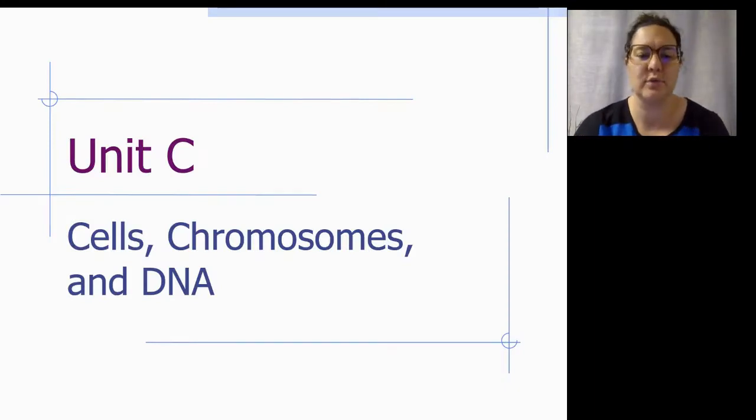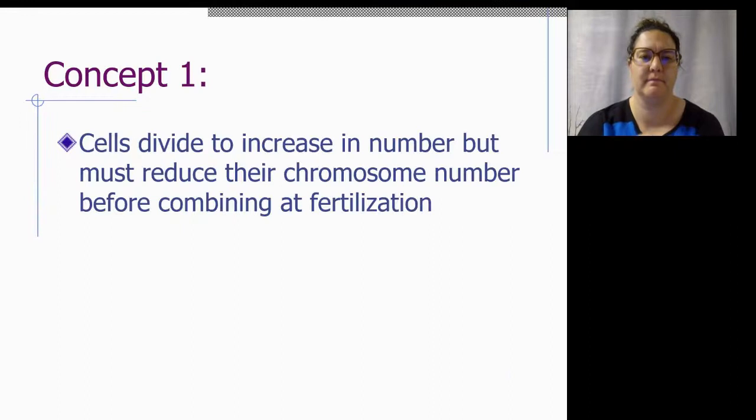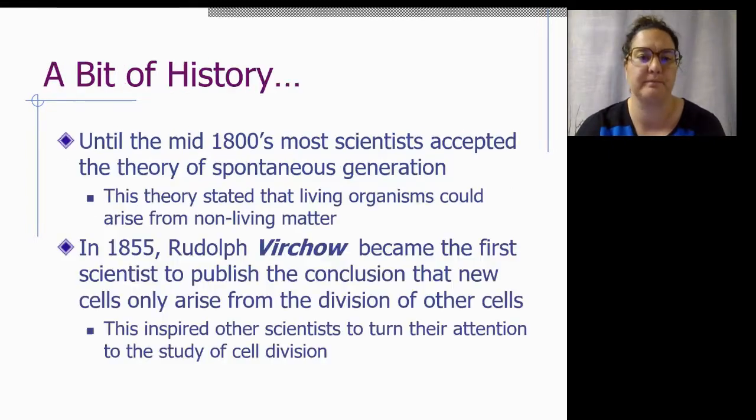Hi, this lesson is going to be about chromosomes. So, we need a couple little bits of background before we really dive into chromosomes and cellular division. One of the first concepts is that cells need to divide to increase in number, but cells also need to reduce their chromosome number before fertilization. So again, for fertilization, we need those haploid cells with half the chromosomes so that when we have a fertilized embryo, it has the proper amount of chromosomes for that organism.